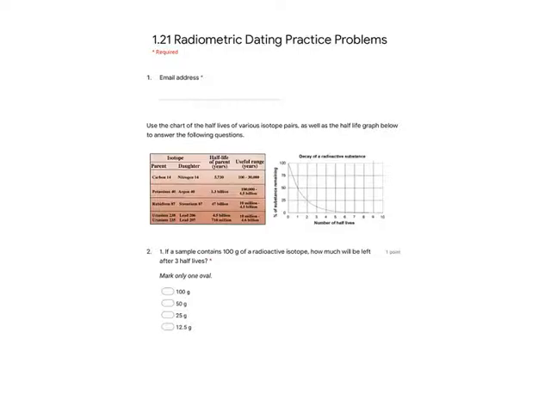So let's start by talking about these diagrams up at the top here. In this first chart, we see different isotopes and the rate at which they decay. So the half-lives, the amount of time it takes for that isotope to decay by half. And in this diagram, the graph allows us to understand the relationship between the percent of the parent isotope in a sample and how many half-lives have occurred.